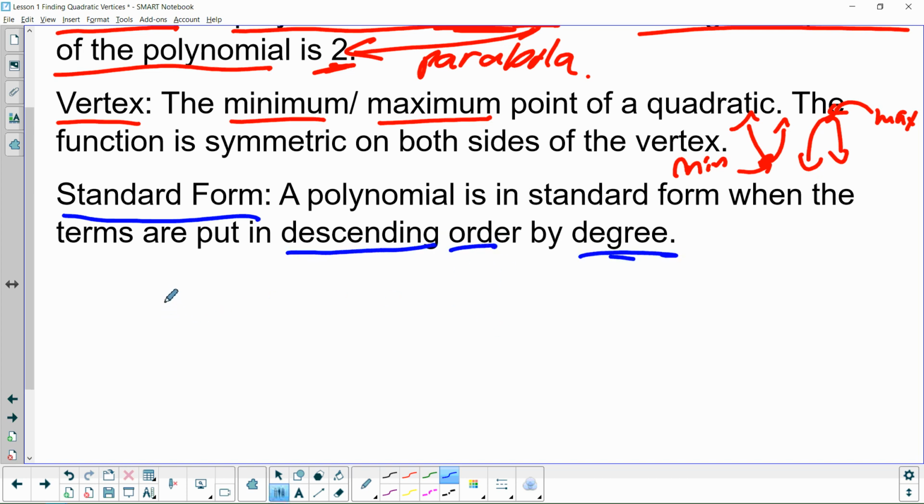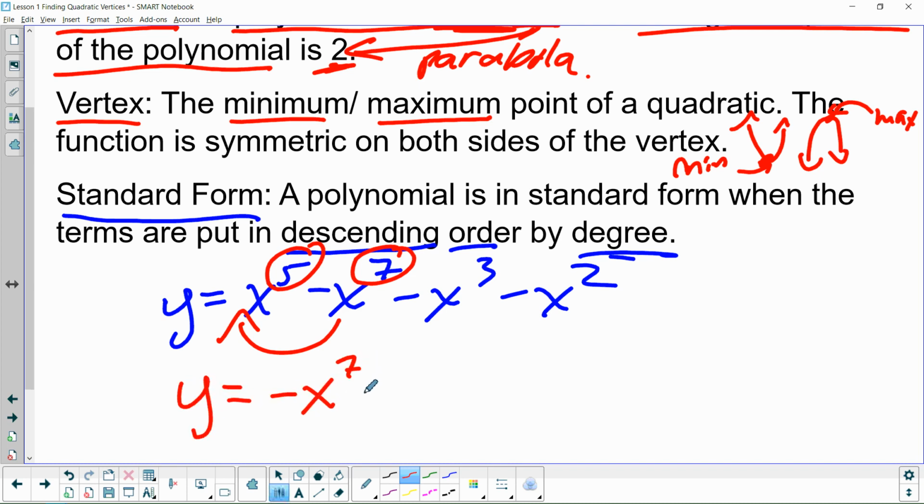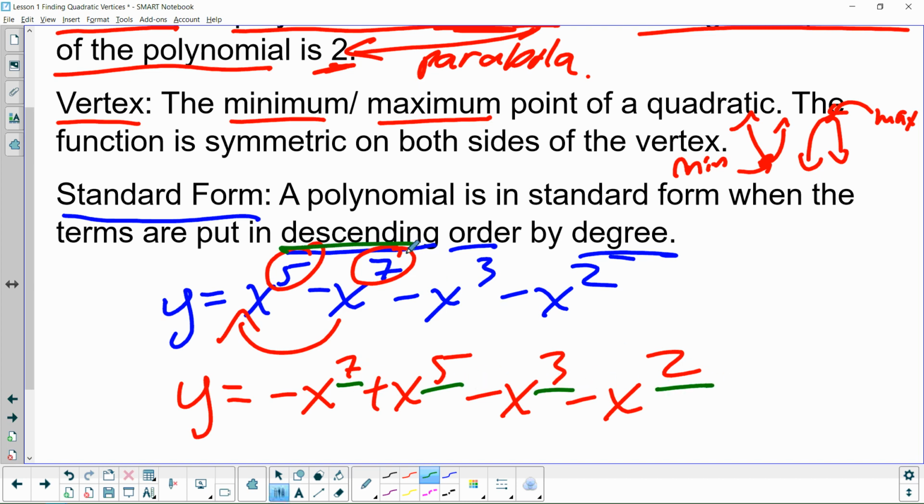So if I have y equals x to the 5th minus x to the 7th minus x to the 3rd minus x squared, this is not standard form because this number is bigger than that number, so that term should go in front, right? So it would be written y equals negative x to the 7th plus x to the 5th minus x to the 3rd minus x squared. So now all of these numbers go from biggest to smallest. That's what the word descending means. Okay, so now you know all the words I'm going to say. Now let's see what I'm going to say about them.